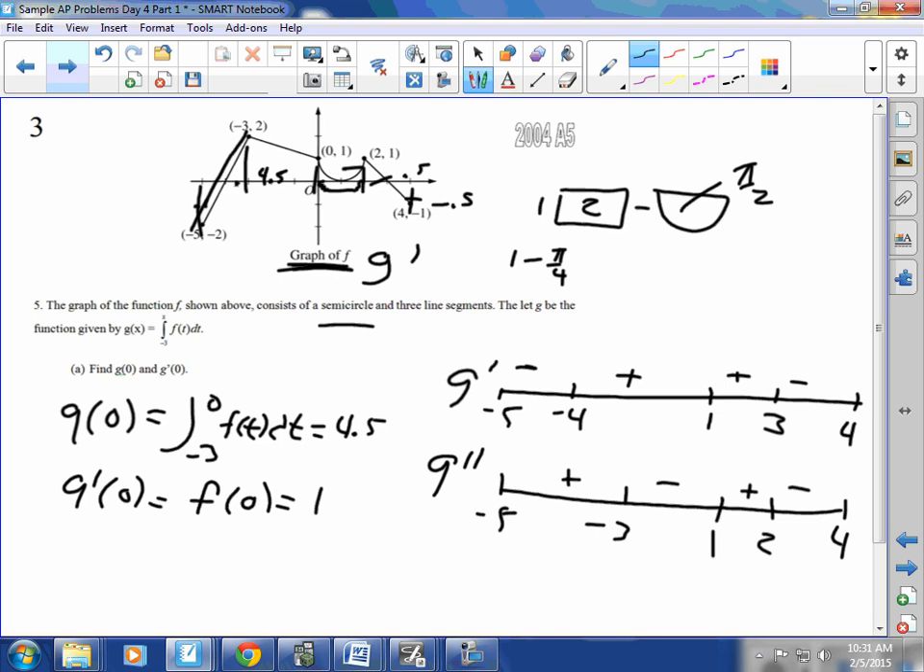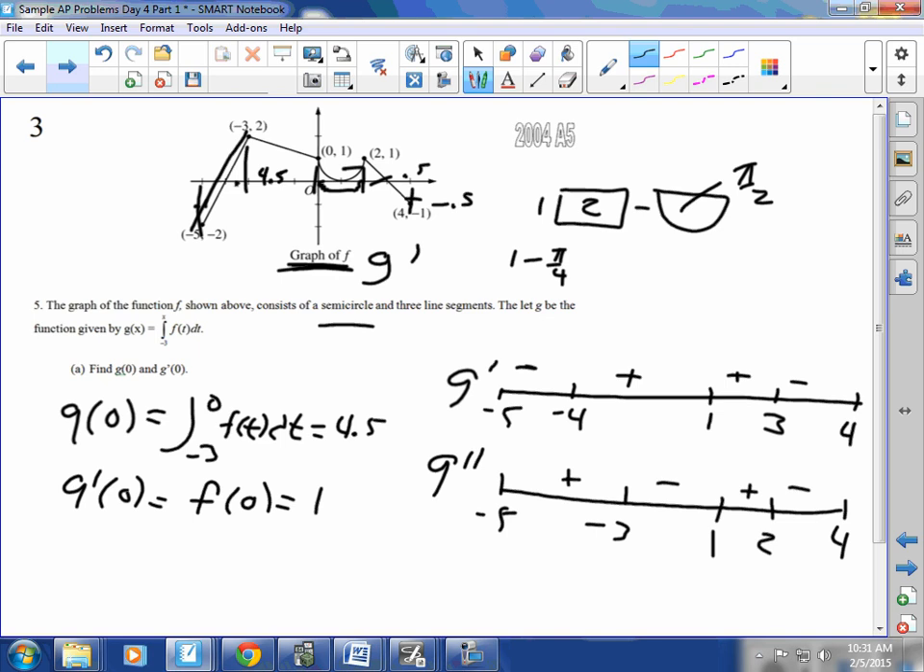So what we would have to do is say, all right, we've got endpoints at -5 and 4. We've got critical numbers at -4, 1, and 3. To find the absolute minimum, we would just calculate G at each of those 5 places and then choose the smallest one. If it's got an absolute minimum, it occurs at one of these 5 locations.